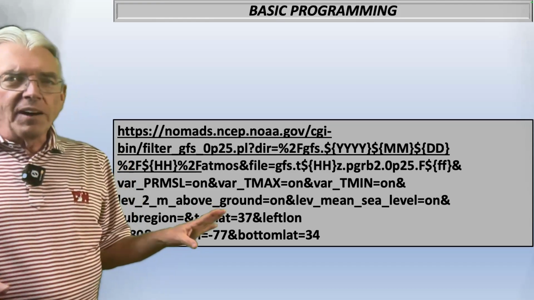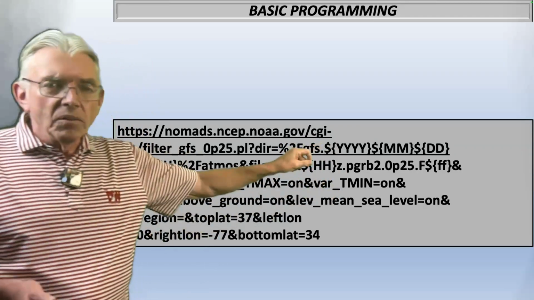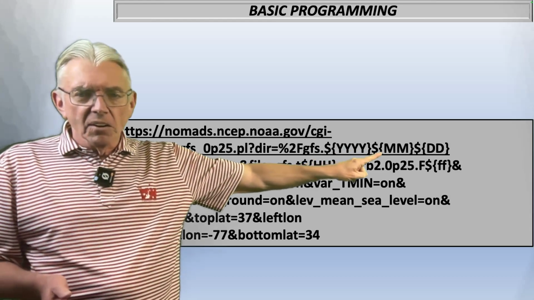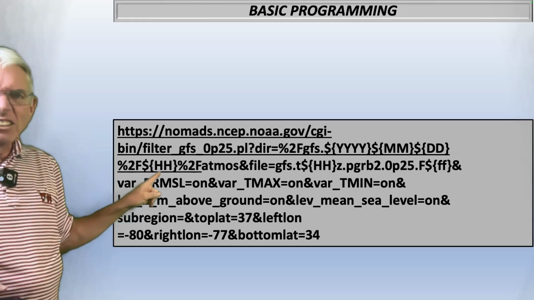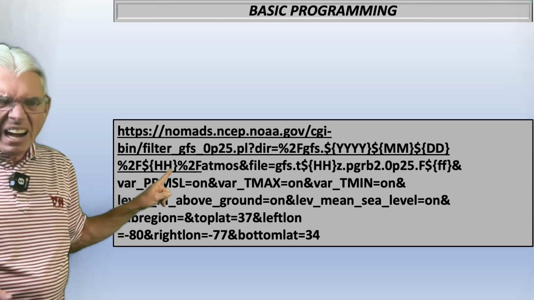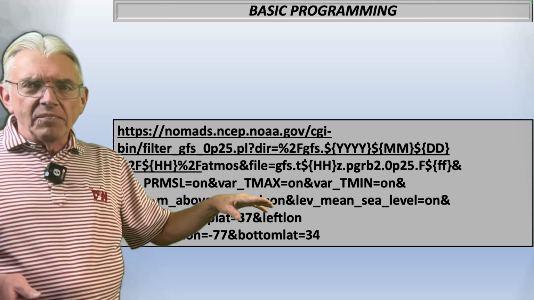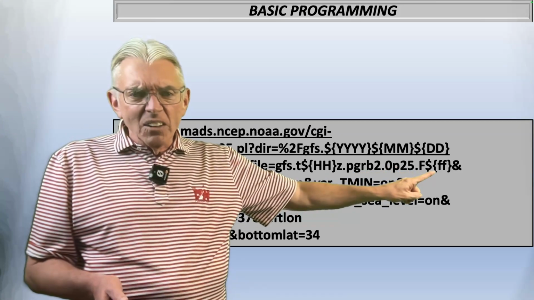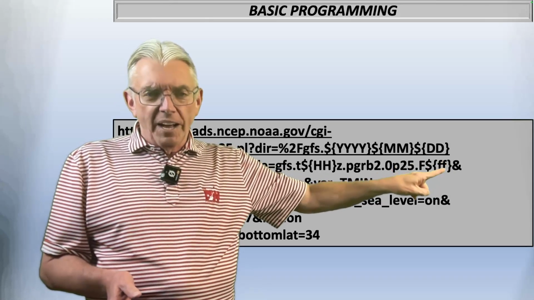And so you define variables, and this is the same URL you saw before. It's just that now I've set up a variable YYYY, which stands for the year, MM for the month, DD for the day, HH for the runtime, okay, the hour. And then you'll notice that everything else is the same, and then where is it here? Oh yes, right over here where it has F${FF}, okay? FF is my forecast hour, okay?